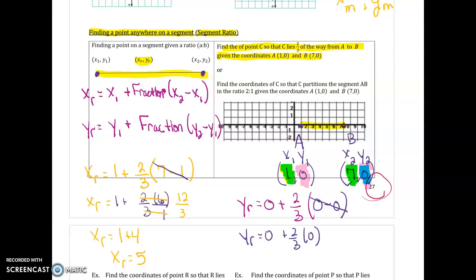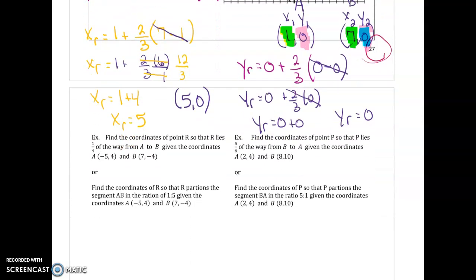Then I multiply. And whenever I multiply with 0, that is 0. And so when I'm done adding them up, my y-coordinate is 0. So the point C that lies 2/3 on the way from A to B lies at the point (5, 0), just like what we got before. So let's try where we don't have a bunch of zeros.